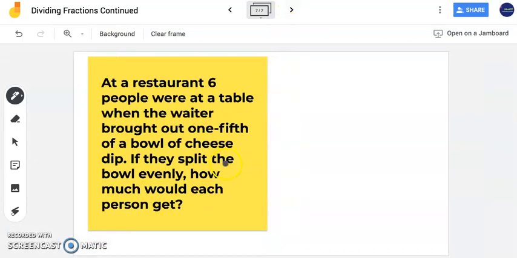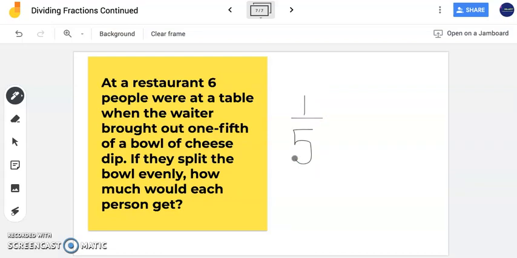In this problem here, we have at a restaurant, 6 people were at a table when the waiter brought out 1/5 of a bowl of cheese dip. If they split the bowl evenly, how much would each person get? So notice what they have here. 6 people were at a table when the waiter brought out 1/5 of a bowl of cheese dip. So what's the whole amount we have? Well, we're already starting with 1/5. That's what we're breaking now.